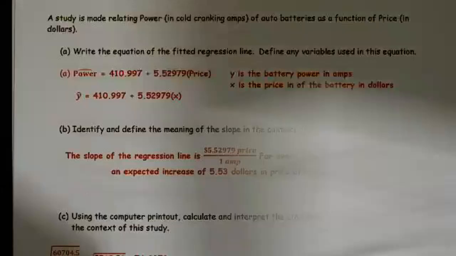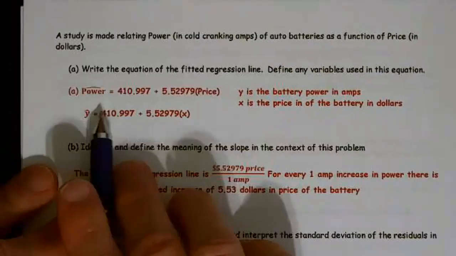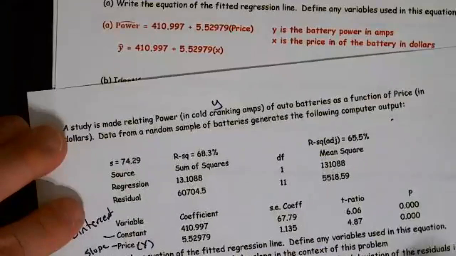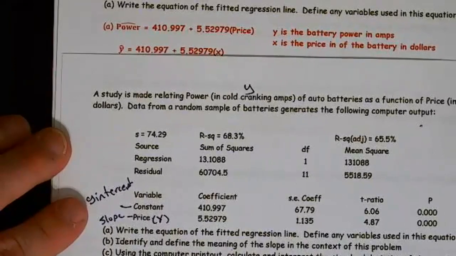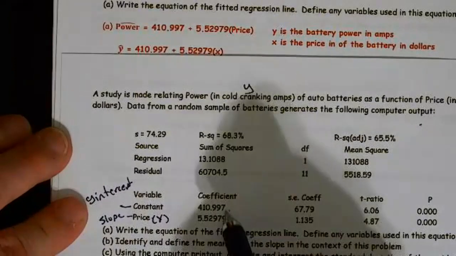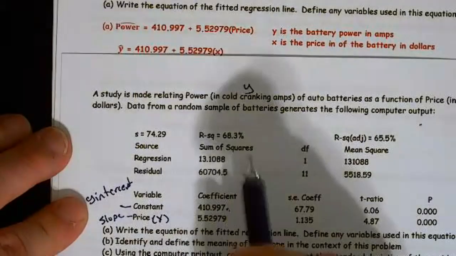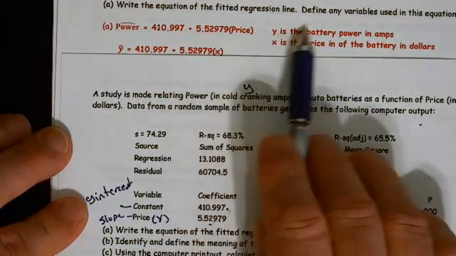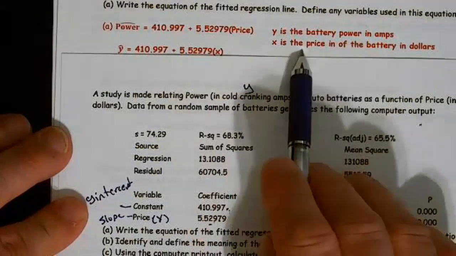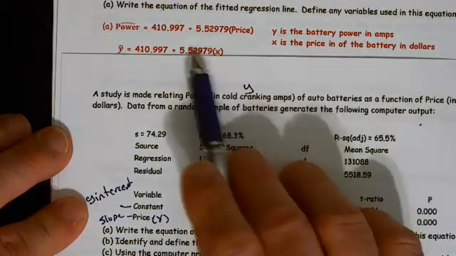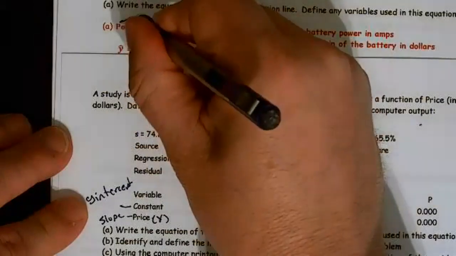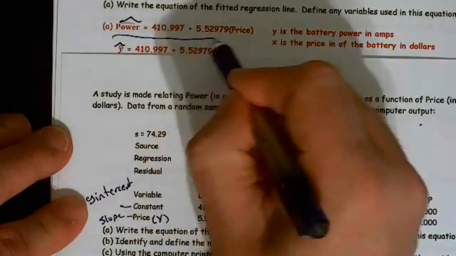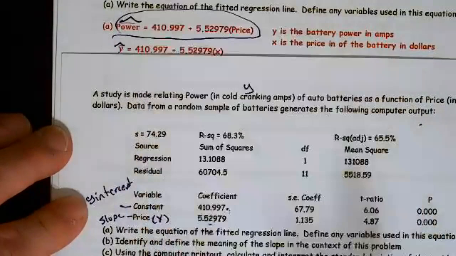So the very first thing says, okay, write it that way. I could have put cold cranking amps equals, see if I can get this all on the page. Yeah, it looks like I can. My y-intercept right here, 410.597 plus 0.552957. Now, if I write it like this, I have to define my variables. Y is battery power in amps. X is the price of the battery. But if I write it like this, making sure to keep the y hat on, then I actually have defined it, and I could write it just like this, and that would be a full credit response.